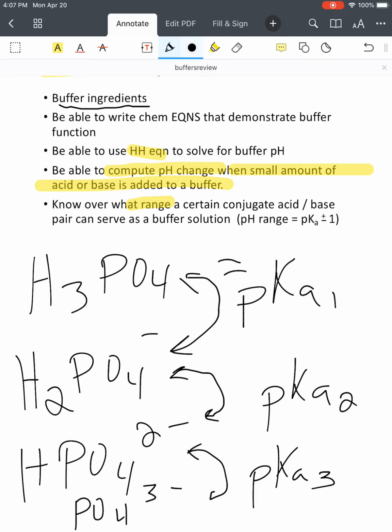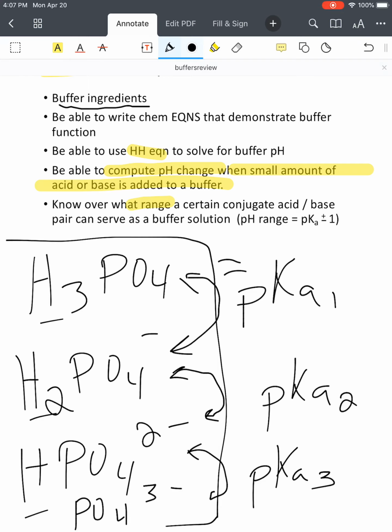Okay? So you can actually form 3 different buffers or 3 different buffered solutions at 3 different pHs using these ingredients, but really what it boils down to is you're using different protons. So it's almost like it's a different acid because each one of these protons has different Kas, okay?